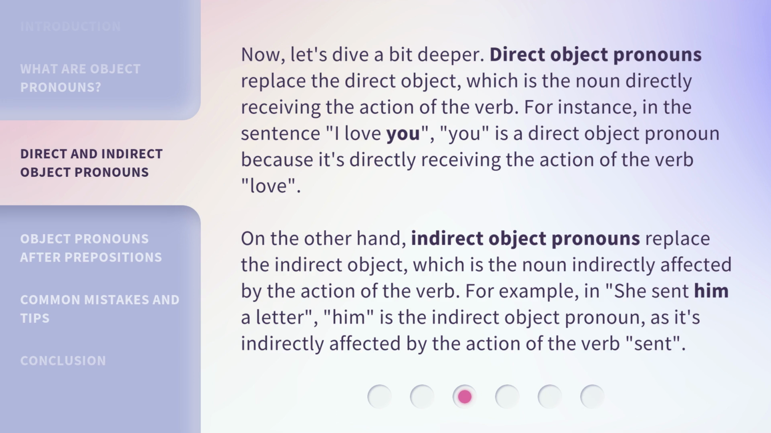of the verb, love. On the other hand, indirect object pronouns replace the indirect object, which is the noun indirectly affected by the action of the verb. For example, in "She sent him a letter," him is the indirect object pronoun, as it's indirectly affected by the action of the verb, sent.